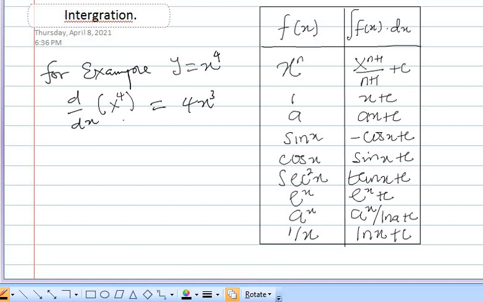But if you reverse the case, if we integrate this function, it will give you this. So it's the reverse process of differentiation, meaning that if we integrate 4x raised to the power of 3, it will give you x raised to the power 4. So that's why it is a reverse process. We are going to look at the table here and explain the function, and then the integral.